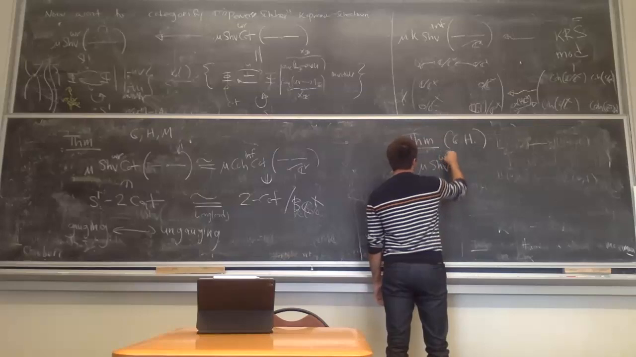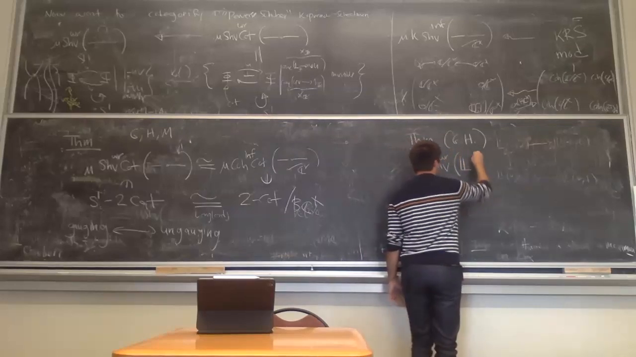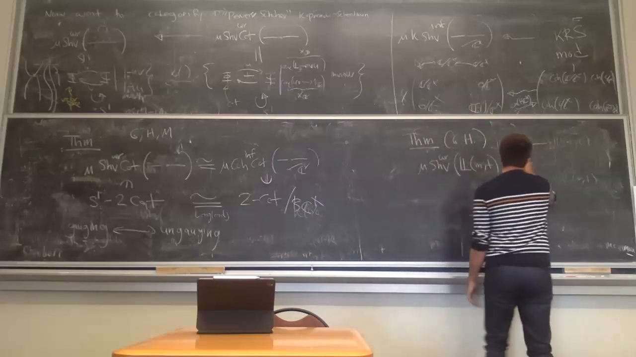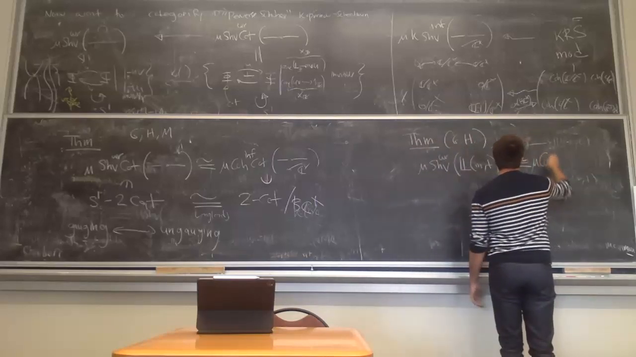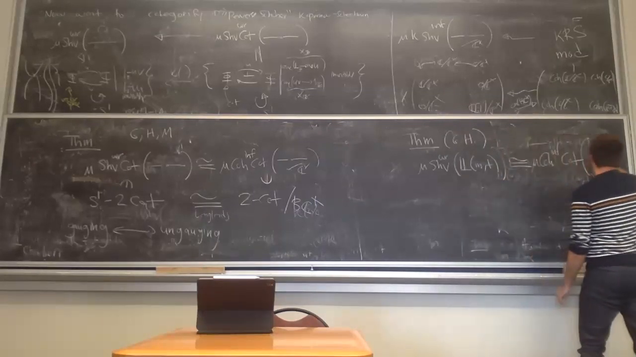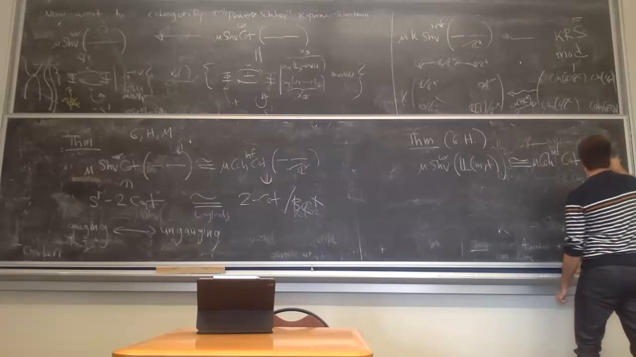So you get these wrapped microsheaves on an arbitrary Lagrangian swapped with these micro-sheaves on the dual Lagrangian. T and M get swapped.